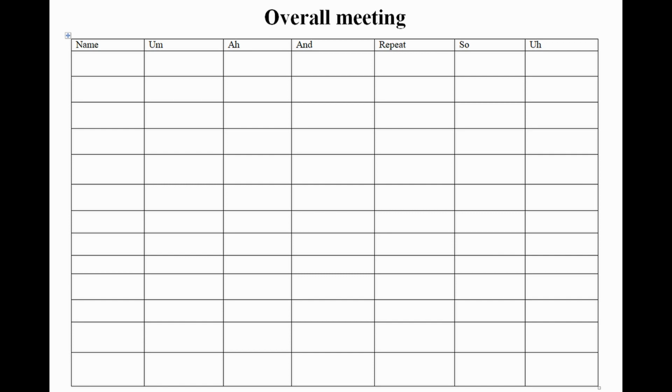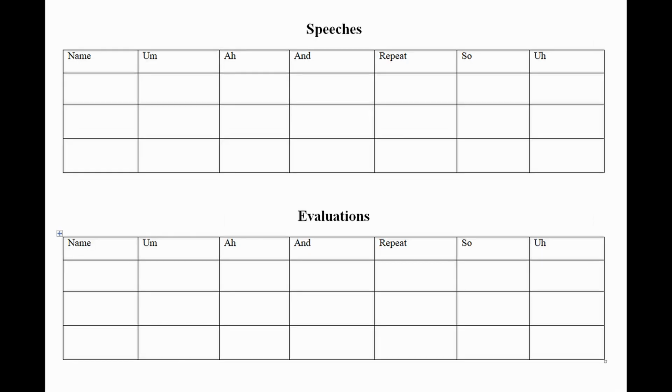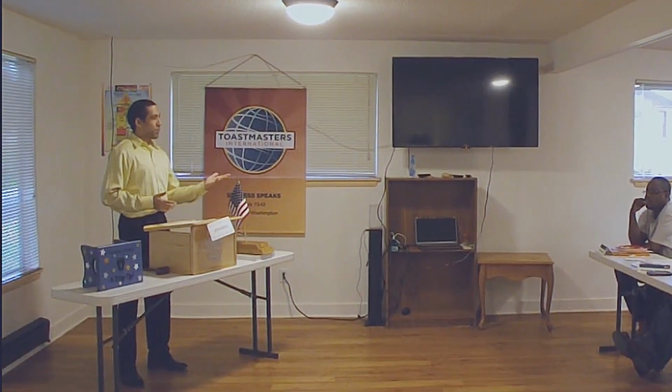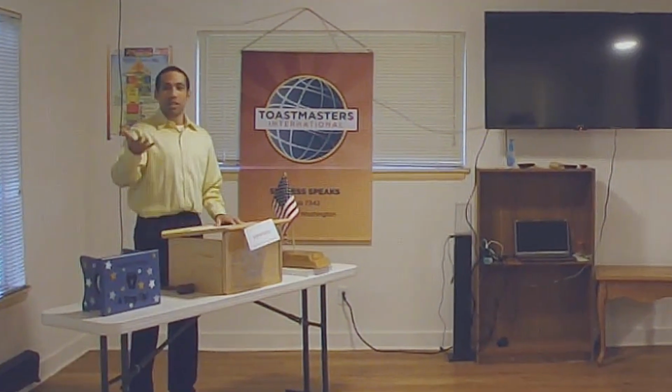As the grammarian, you'll also keep track of all the filler words that each member used throughout the meeting. This helps all club members be more aware of the filler words that they use so that they can have more professional communication. As a grammarian, you can also keep track of any creative language used throughout the meeting as well. At the end of the meeting, you'll have the opportunity to present your grammarian report in front of the club. The grammarian role is a fantastic way to improve in your listening skills. That concludes the discussion of the role of grammarian.